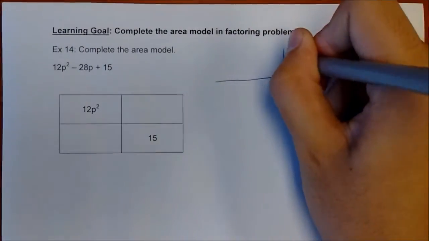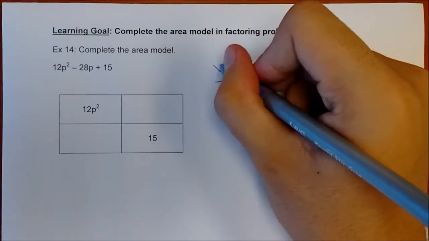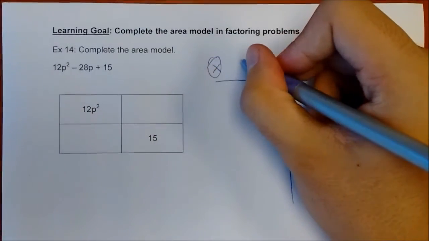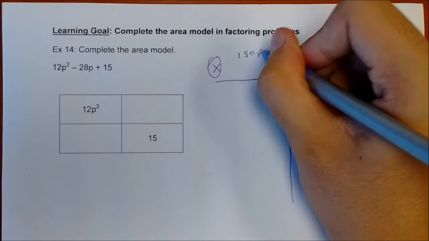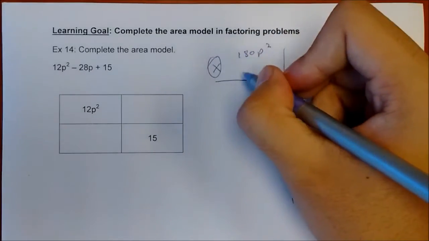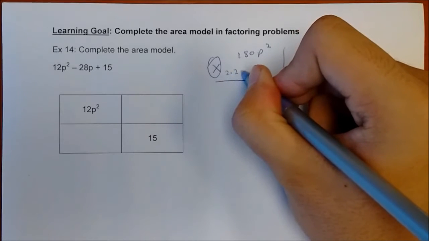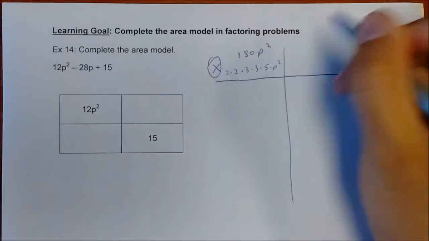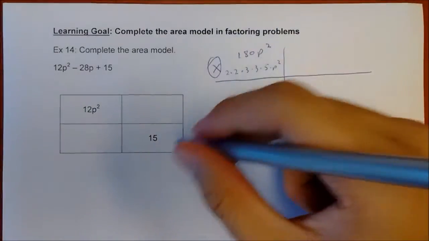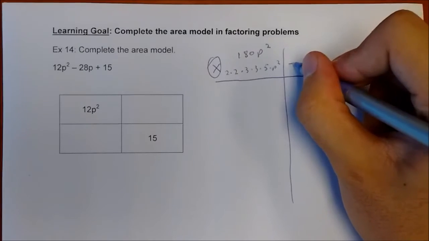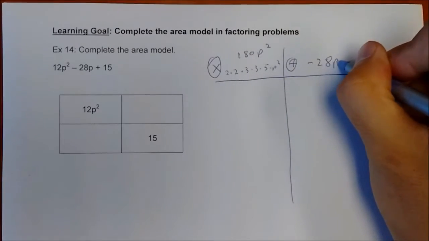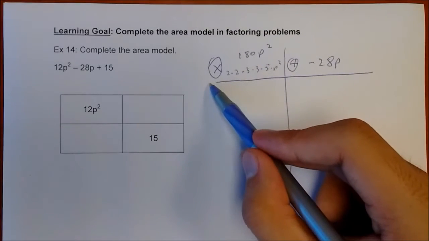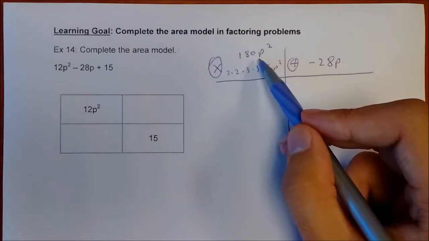So we have to do a little bit of hunting, where the two numbers are going to multiply to 12p squared times 15, which is equal to 180p squared. Or if we prime factorize, we have 2 times 2 times 3 times 3 times 5p squared. And they're going to add to negative 28p. So let's go ahead and find every combination of integers that multiplies to 180p squared.